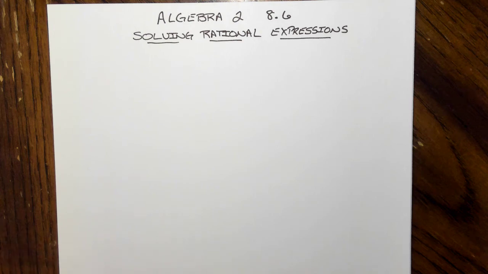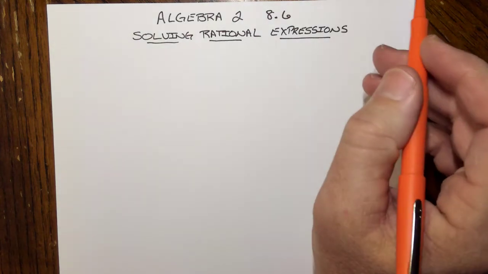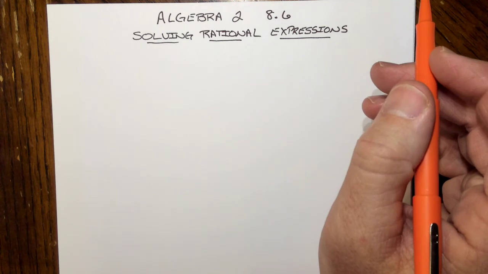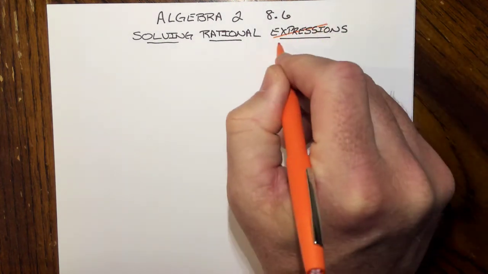Algebra 2, 8.6, we're splitting up in two sections. Part of it goes right with what we've been doing here with our rational expressions. So, I shouldn't say solving rational expressions. What it should read is solving rational equations.